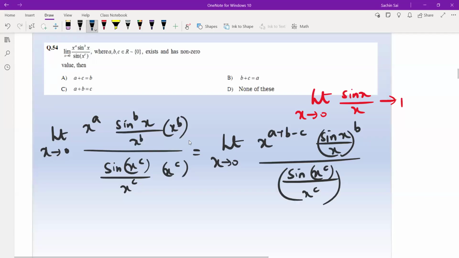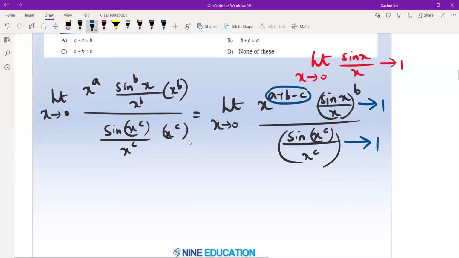So what do we observe here? As x tends to 0, (sine x by x) whole power b tends to 1, (sine of x) power c by x power c also tends to 1. But because the limit must exist and have a non-zero value, the power of x must be 0, right? Otherwise, let us say a plus b minus c is some positive value. Let us say a plus b minus c is 2. Then the limit will tend to 0. And if a plus b minus c is negative, let us say it is -2, then the limit will not be finite, right? So the necessary condition for the limit to exist and to be non-zero is a plus b minus c equals 0.